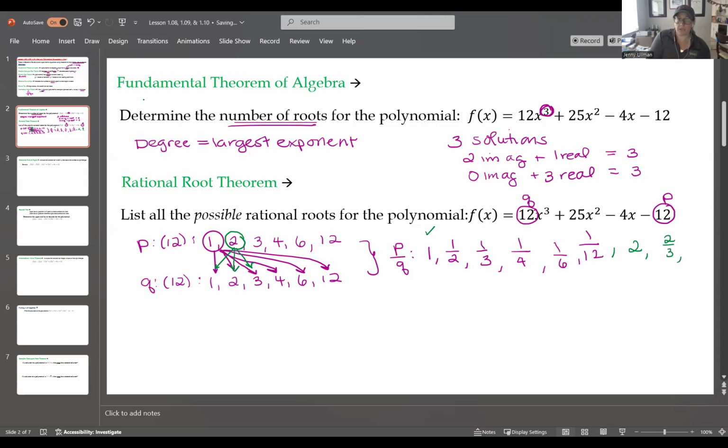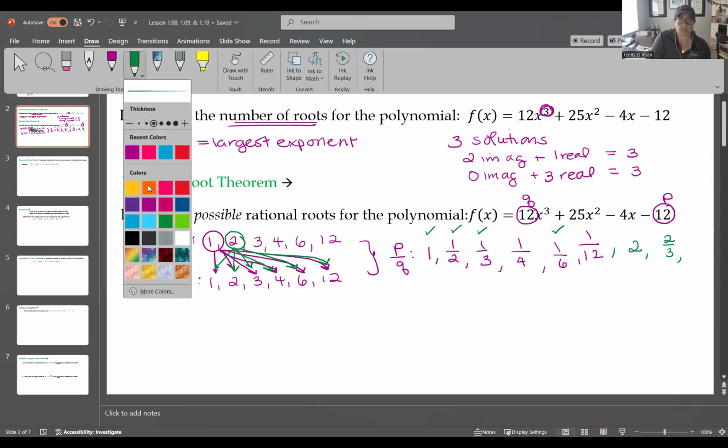Then 2 and 3. 2 divided by 4 is a half, already in my list, so I move on. 2 divided by 6 is 1/3, already in my list. 2 divided by 12 is 1/6, already in my list. So we only got 2 new possible answers from that one because we already had the other ones in there. All right, so let's just keep going.